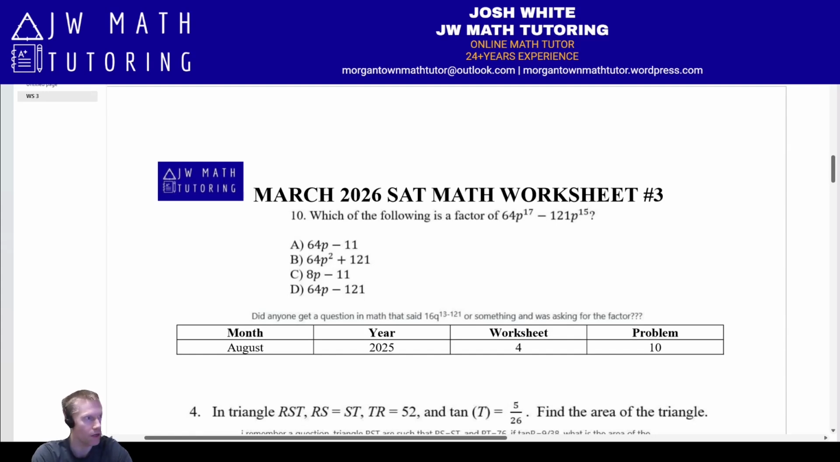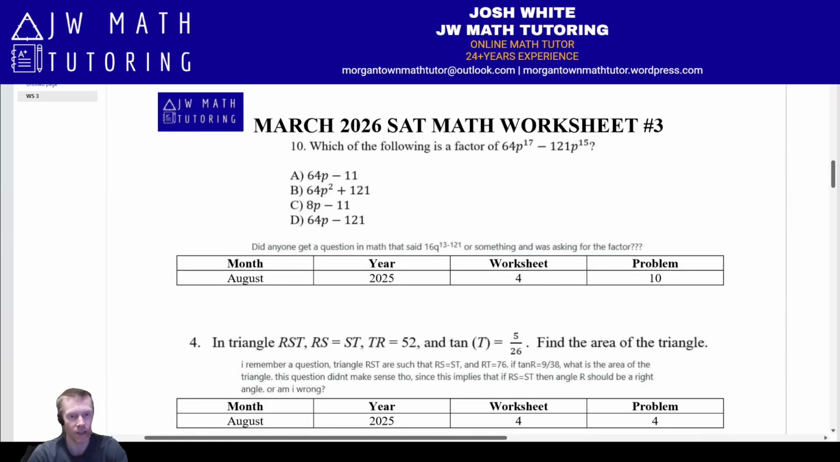There was a report of a question asking about what is a factor of this given expression here. So there's one that's very similar to this, back in August 2025. You can see the specific problem on the screen here. Basically, you pull out a common factor and then you factor it as a difference of squares after that. So this one is going to be kind of the same basic idea.